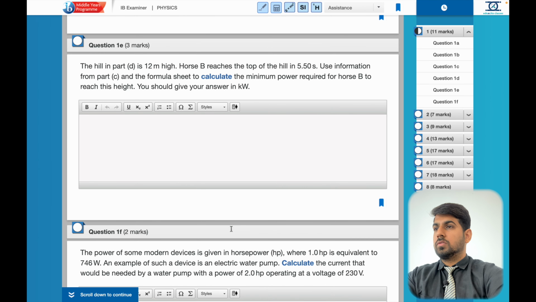Now if you look at the question 1E, the hill in part D is 12 meter high. Horse B reaches the top of the hill in 5.5 seconds. Now we have to use the information of part C and the formula sheet to calculate the minimum power required for horse B to reach this height in kilowatt. So power is equal to energy per unit time, and energy gain is because it stops at the top. So energy is gravitational potential energy, which is M, we know the formula, you can use the data booklet, mgh.